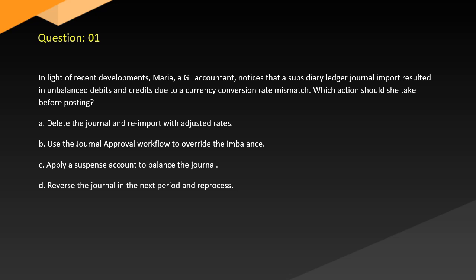A. Delete the journal and re-import with adjusted rates. B. Use the journal approval workflow to override the imbalance. C. Apply a suspense account to balance the journal. D. Reverse the journal in the next period and reprocess.